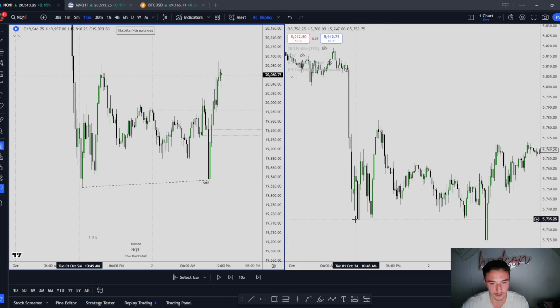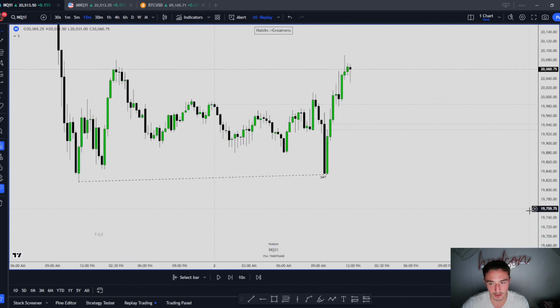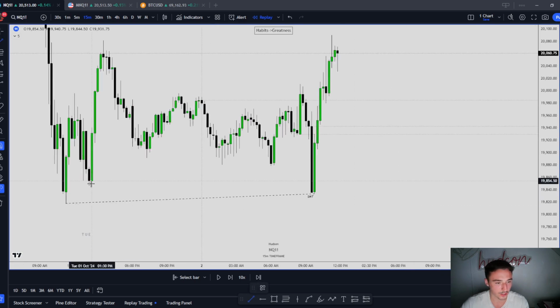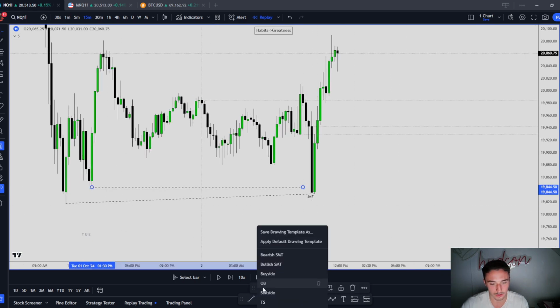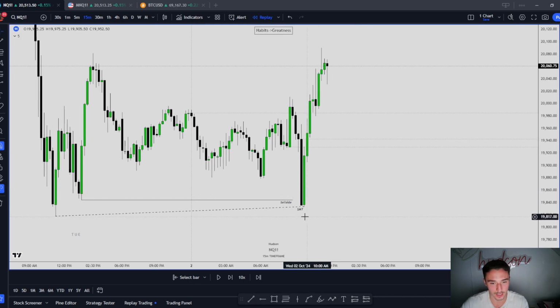Bullish SMT. Here's the low on ES. Takes it. Now, let's go back in. What's the higher time frame key level, right? Well, we just have sell side resting here. So this is going to be our key level, right? So sell side, bullish SMT. Let's remove that, right? So boom.